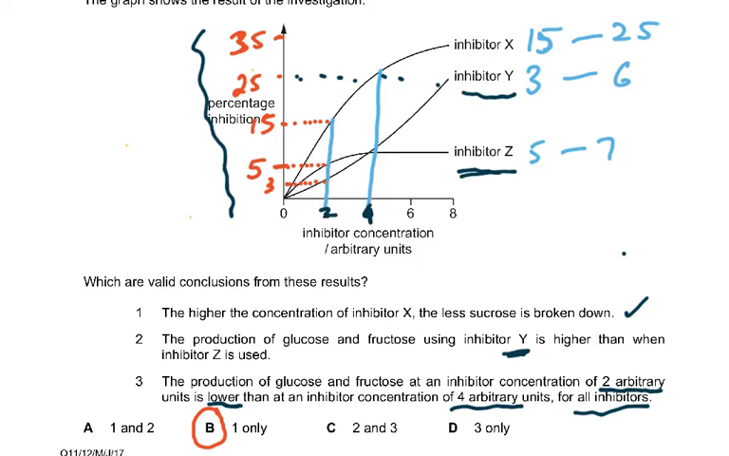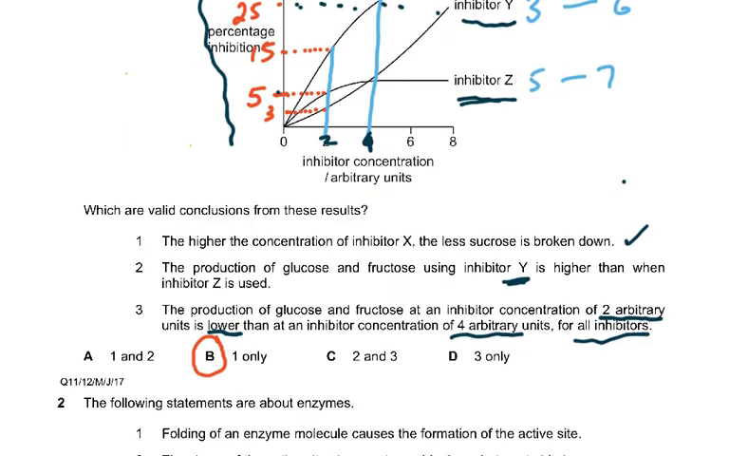So it is saying inhibitor concentration of 2 arbitrary units is lower, so production of glucose and fructose is lower. No, production of glucose and fructose is more at a lower inhibition. At 5% inhibition, more glucose and fructose is being produced. At 25% inhibition, less fructose and glucose is being produced. So please understand this is not very easy.